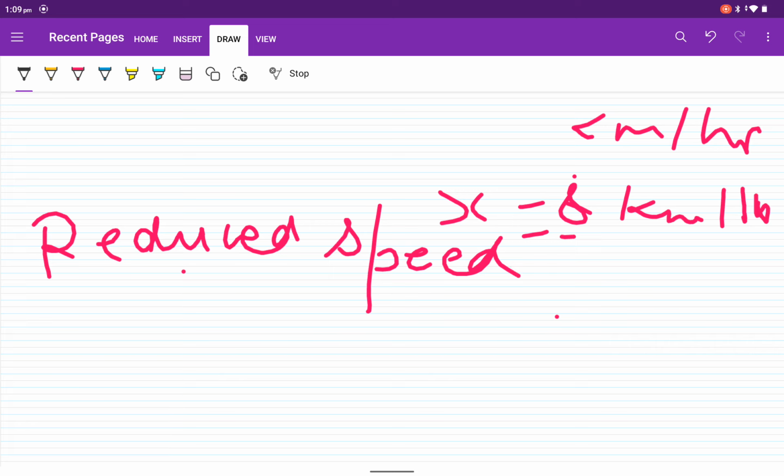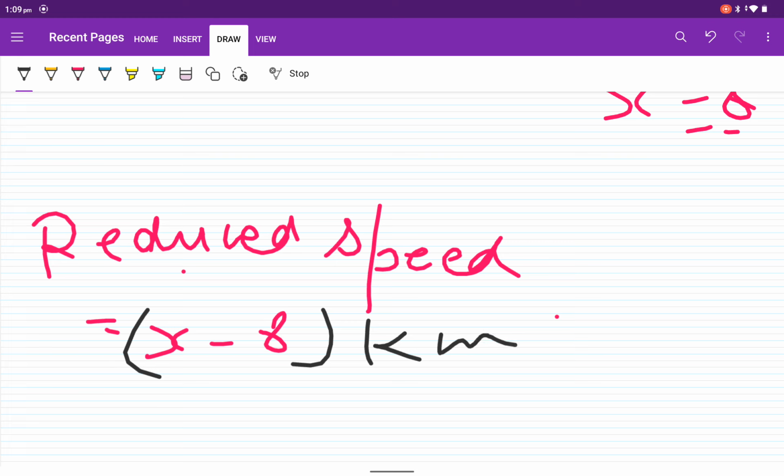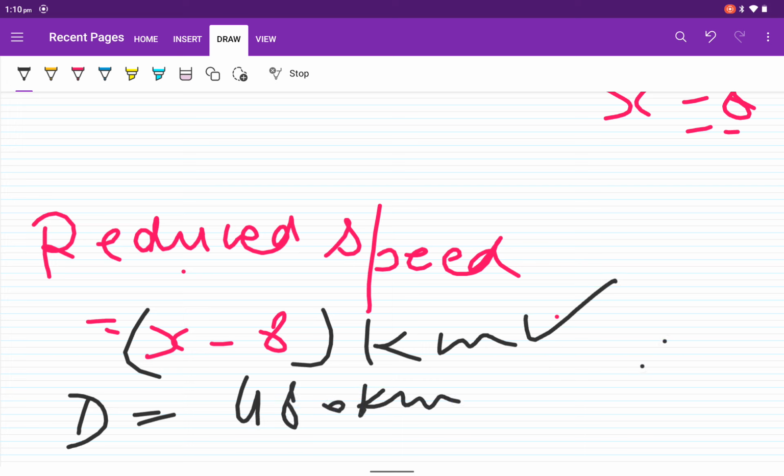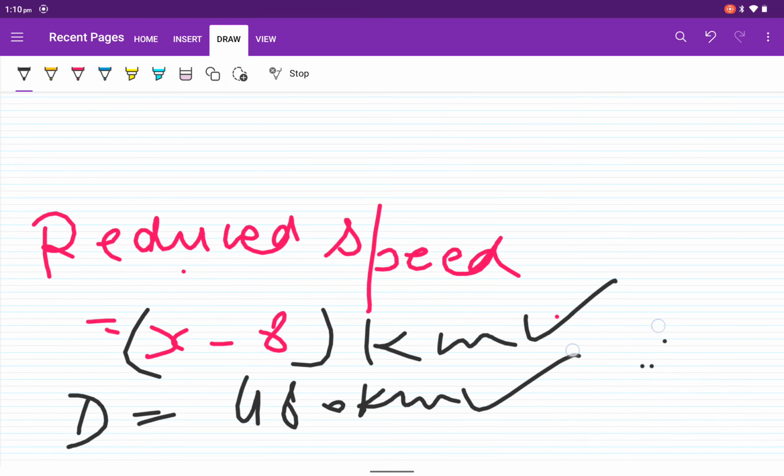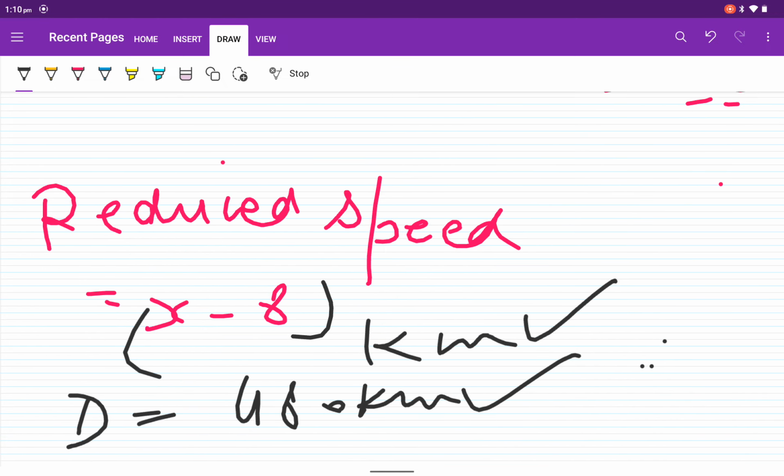Your reduced speed would be x minus 8 kilometer per hour. And distance is the same, distance will not change. It will be 480 kilometer only. Now what are we going to find? Again we have to find the time here. We are given the speed and the distance, so let's find the time.